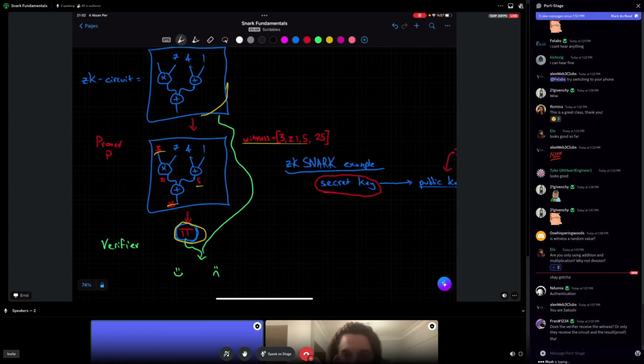ZK SNARKs have two really important properties. One is this succinctness: checking the proof is really quick, and the proof is quite small. So that's really important because you can speed up block time. Anything that requires lots of computation, you can then make much smaller, and you also get zero knowledge.